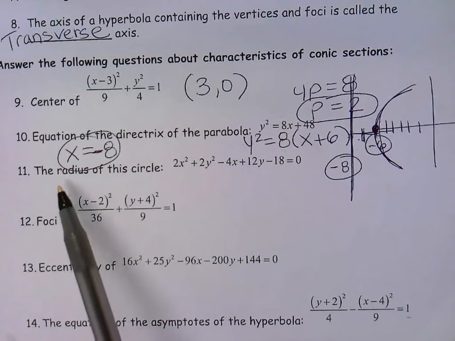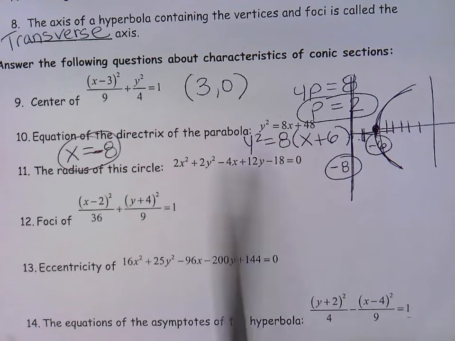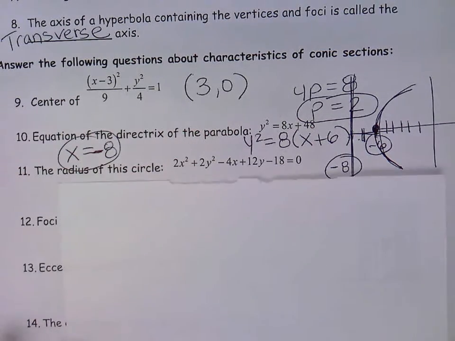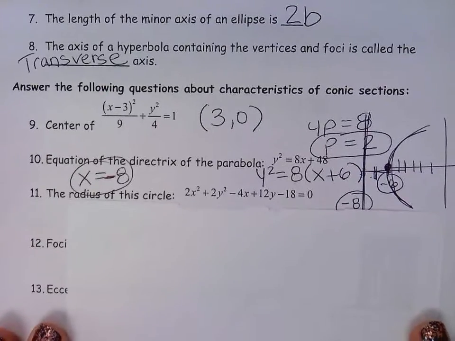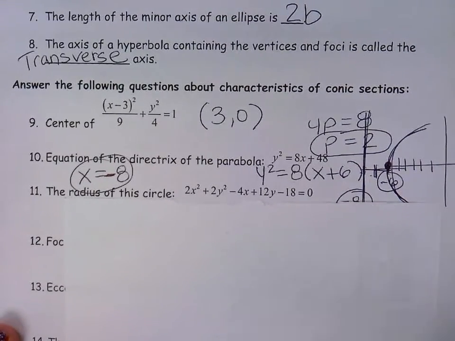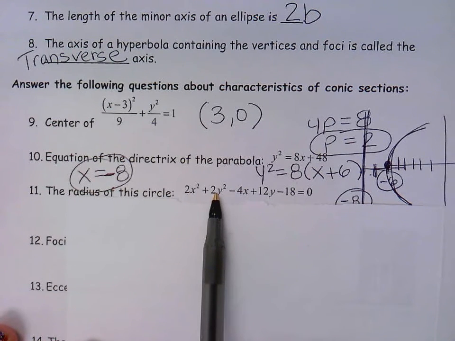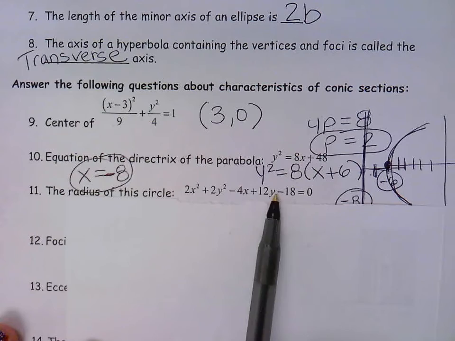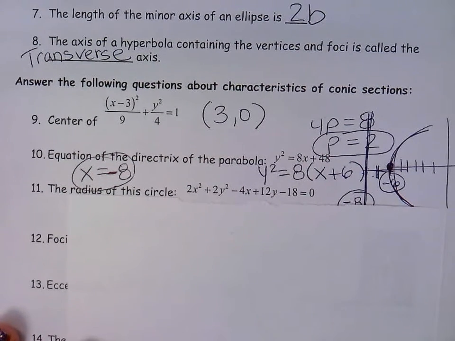Number 11, finding the radius of a circle. Your first step would be to complete the square. So let's go through completing the square together in case that's something that you had trouble with. One thing that you could do on this problem, because there's a coefficient of 2 in front of the x squared and the y squared, and everything else is divisible by 2, you might want to start by dividing the whole equation by 2. It would make your life a whole lot easier.